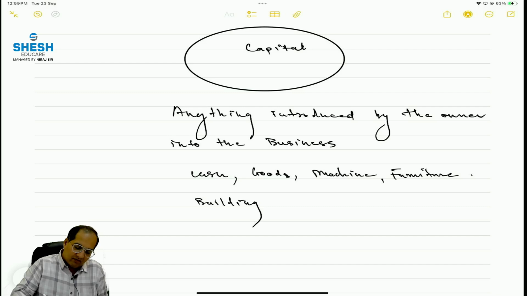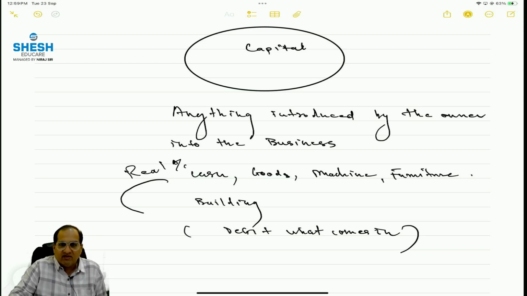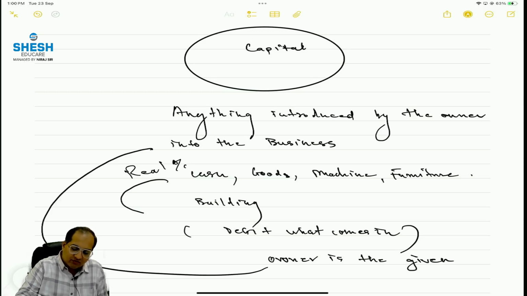then for the business, debit what comes in. All these are real accounts. And every time, the business has not bought or purchased this, but who is the giver? Owner is the giver. Who has introduced cash? Owner. Who has introduced goods? Owner. Who has introduced machine? Owner. Who has introduced furniture? Owner. So who is the giver every time? Owner.